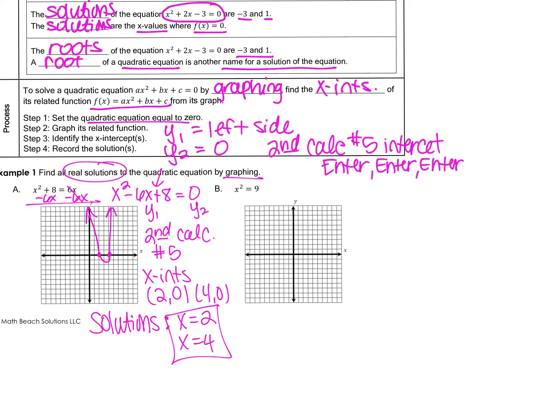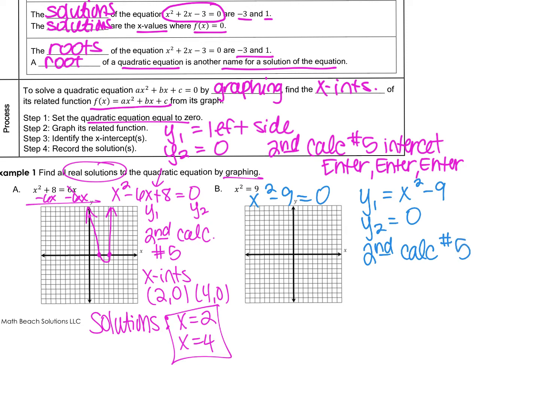Okay, so next one, we need to set it equal to 0, so we would have x squared minus 9 equals 0. Remember, if you go to y equals, top left on your calculator, you're going to type in x squared minus 9, and then 0 in y2. Again, my calculator's not going to show up, so you're going to have to follow along. You do second calc, number 5, press enter 3 times. It should give you your intersection for one of them, so you would have to repeat that to find the other one. So (-3, 0) and (3, 0) would be your two.